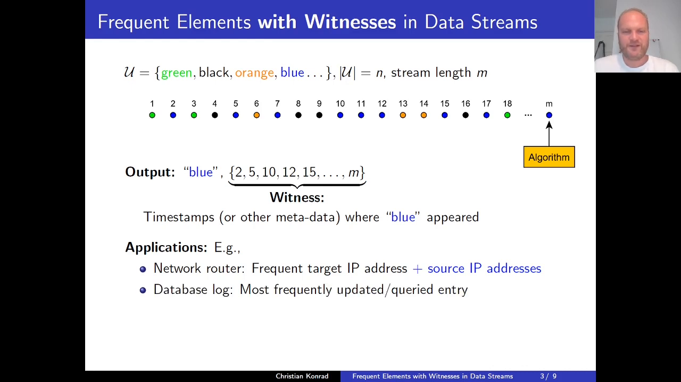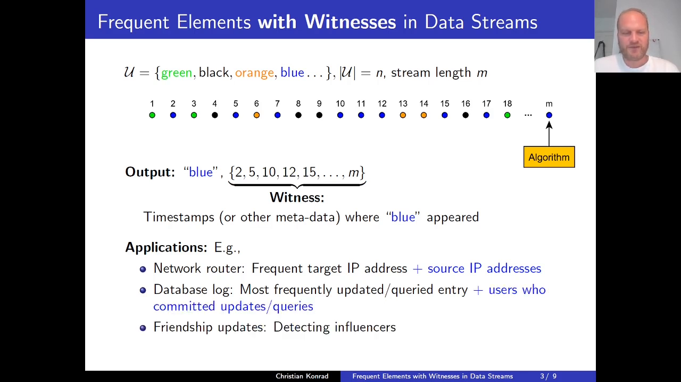If we have a database log, we can, for example, output again the most frequently updated or queried entry. But if the log file also contains information about which user updated or queried these entries, then we could output these users as well. Similarly, with friendship updates, we can not only detect a node of large degree, but also their friends, so their neighbors in the social network graph.